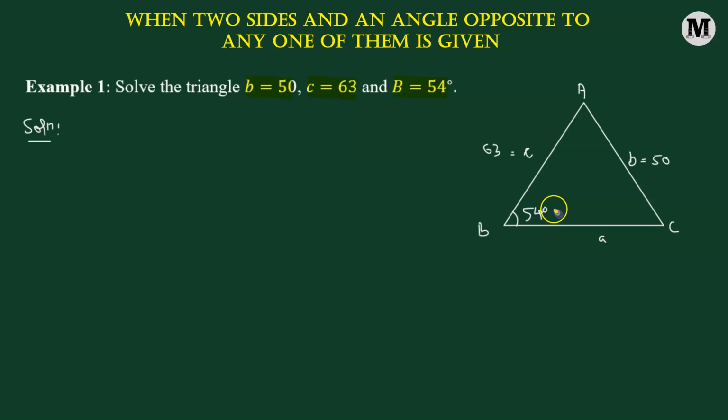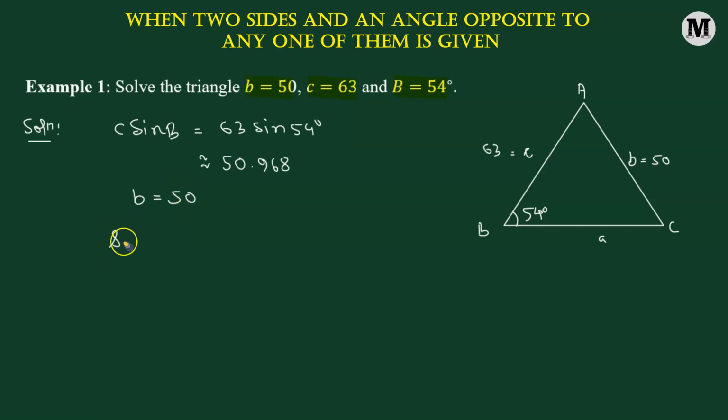Now, here what we'll do, we will take the side C, which is adjacent to the given angle. So we'll take the product, C times sine of angle B. This is going to be equal to 63 multiplied by sine of 54 degrees. So let's plug this into a calculator, and that should give us a value approximately 50.968. And here we are given that the side B equals 50.